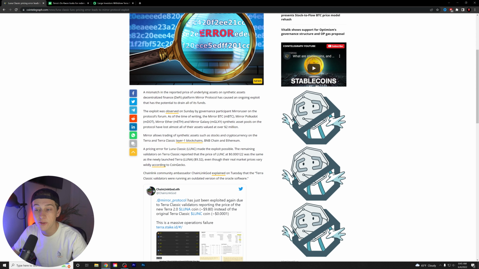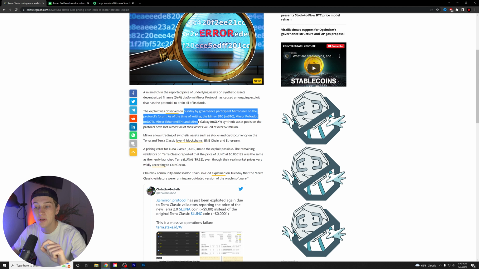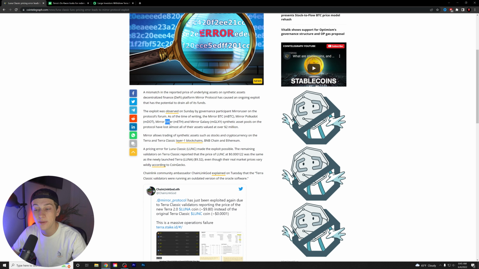They're going to detail what this means and how this could affect you, so make sure you keep listening. A mismatch in the reported price of underlying assets on the synthetic asset decentralized finance, or DeFi, platform Mirror Protocol has caused an ongoing exploit that has the potential to drain all of its funds. The exploit was observed on Sunday by governance participant Mirror Ruser on the protocol's forum. At the time of writing, the Mirror BTC or mBTC, Mirror Polkadot, Mirror Ether or mETH, and Mirror Galaxy or mGalaxy synthetic asset pools on the protocol have lost almost all of their assets, valued at over $2 million.